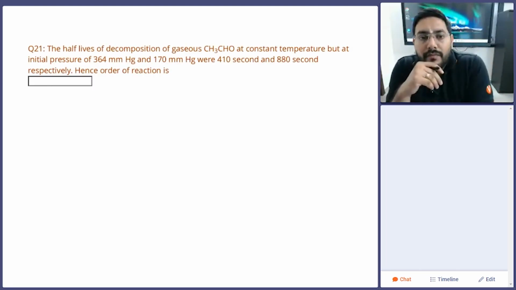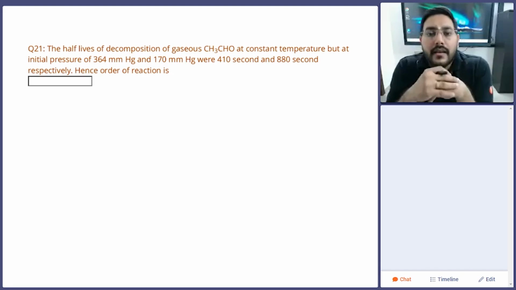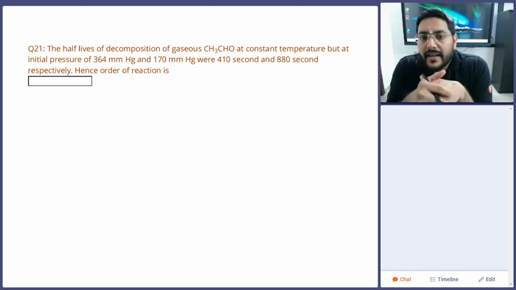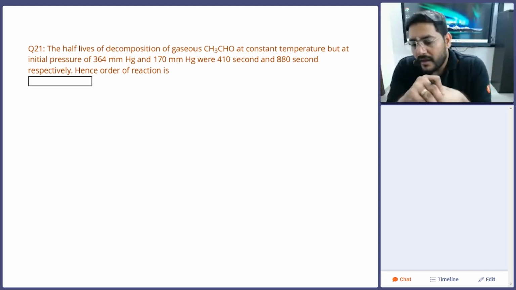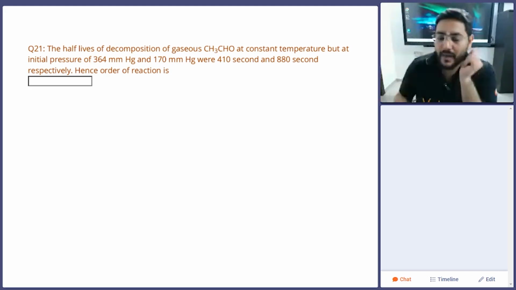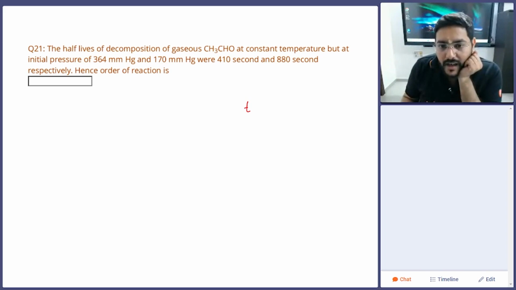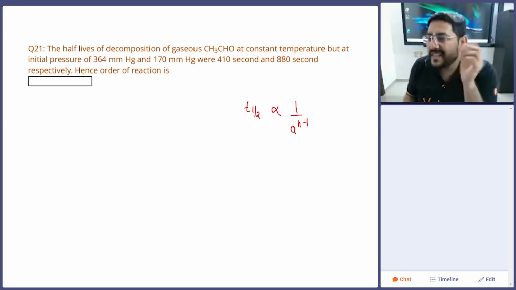Half-life of decomposition of gaseous acetaldehyde at constant temperature but at initial pressure 364 mm of Hg and 170 mm of Hg were 410 seconds and 880 seconds respectively. Hence the order of the reaction is. Now what are they asking? They are asking the order. So can I say T half is directly proportional to 1 upon, n minus 1, or you can say 1 minus n.